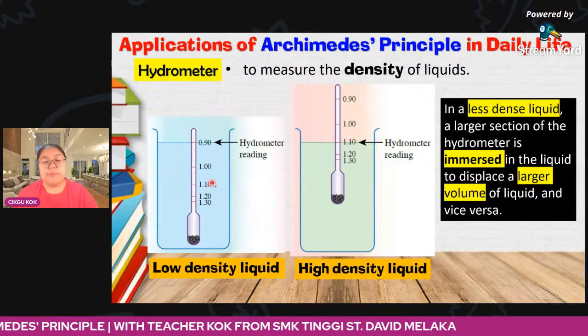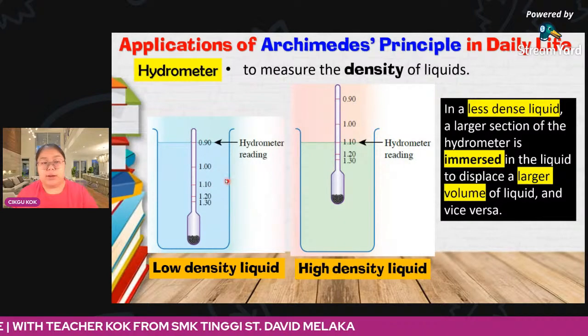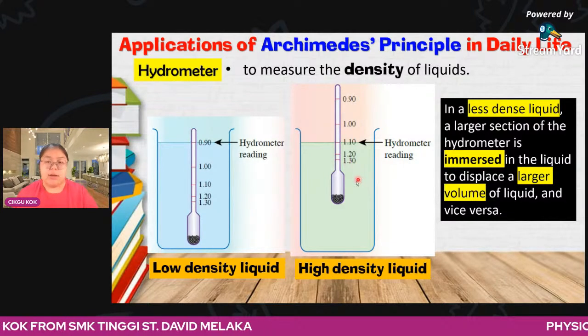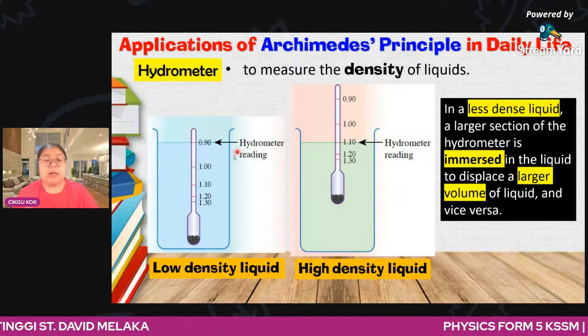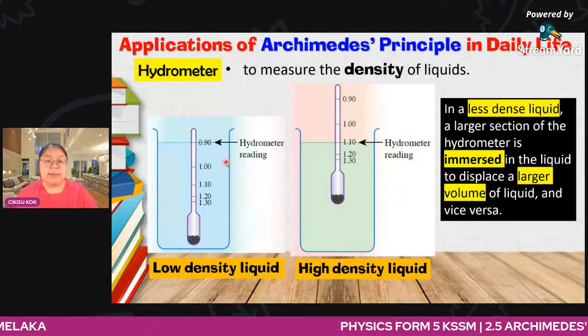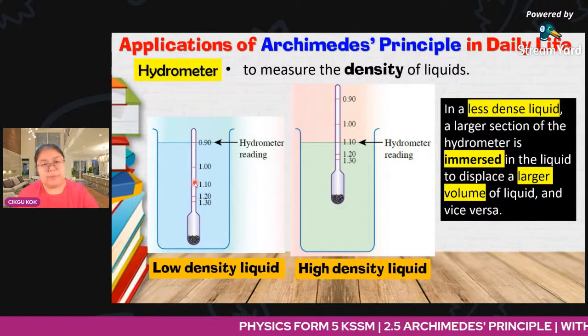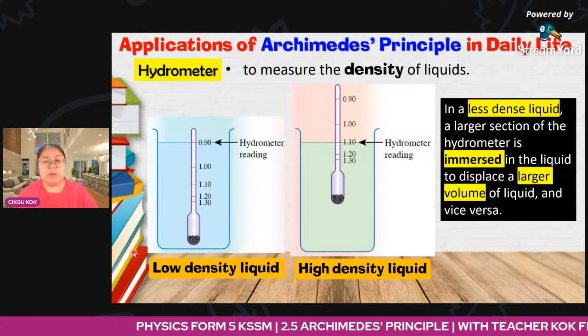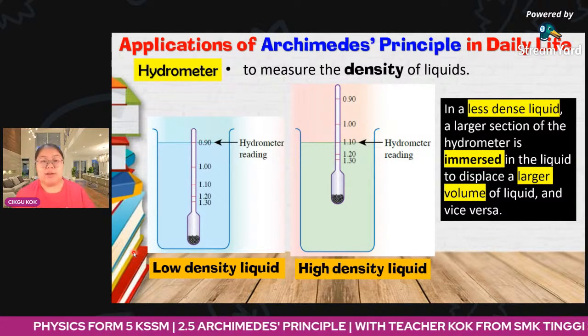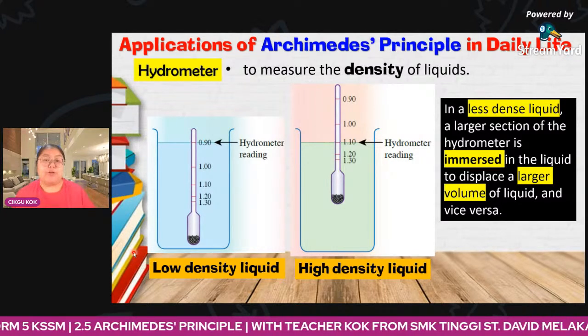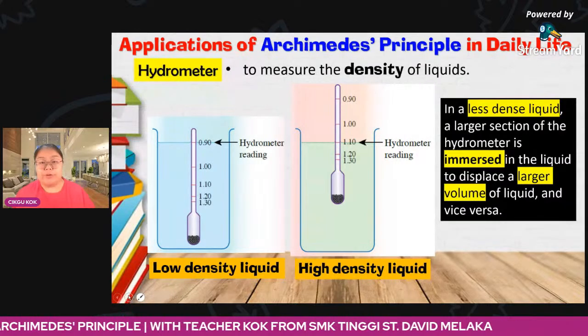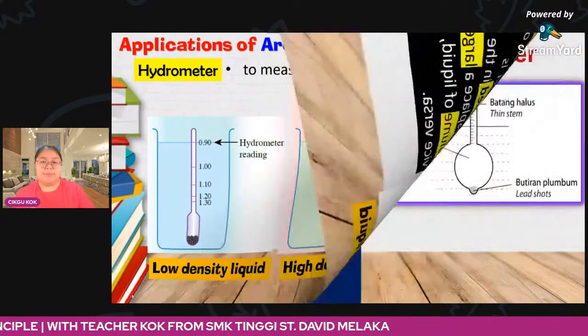Okay, then it depends on the density of the liquid. If the liquid is denser, that means the hydrometer will float higher. If the liquid is less dense, the hydrometer will sink deeper. So this is one of the applications where we use Archimedes' principle. There's a hydrometer. Okay, now we go to answer some of the questions.